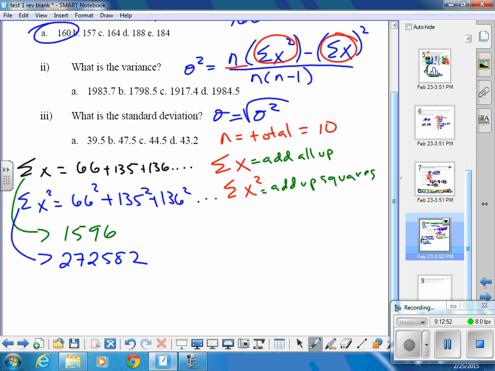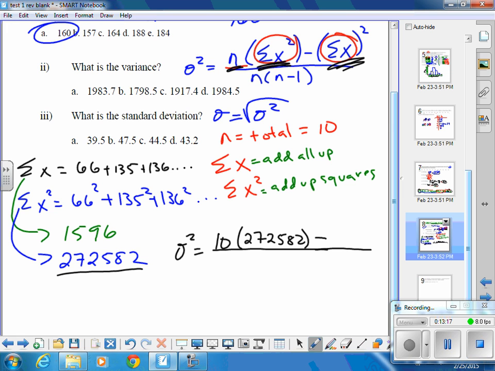Then I go back to that formula, and I put this all in. So the first thing in the formula is n, so sigma squared is equal to 10, that's my n, that's how many there are, that's what that means, the total. And then I have the sum of x squared, so this big number, 272,582, minus, now this is the sum of x, and then I'm going to square it, 1596 squared, okay? And then over 10 times 9.